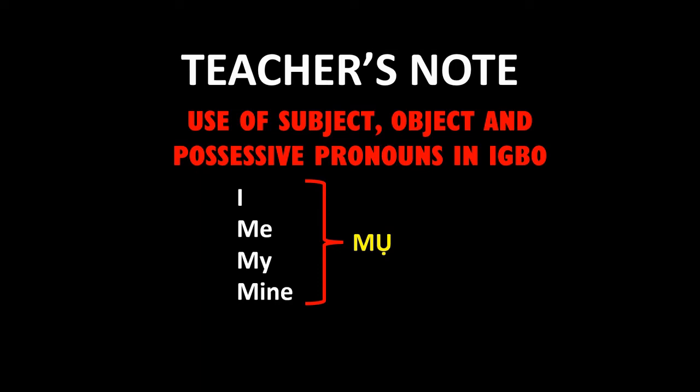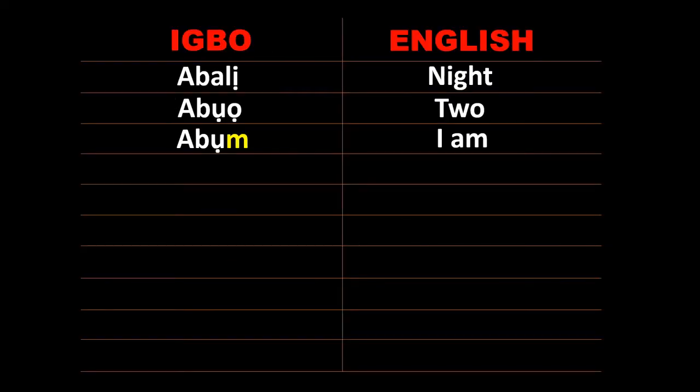But in actual usage, the O goes off, leaving us with only m. And that's what we have in all the words in yellow color. M at the back, showing wherever we have I, me, my, and my. Now let's go back to the class. You are welcome back. Let's continue from where we stopped.